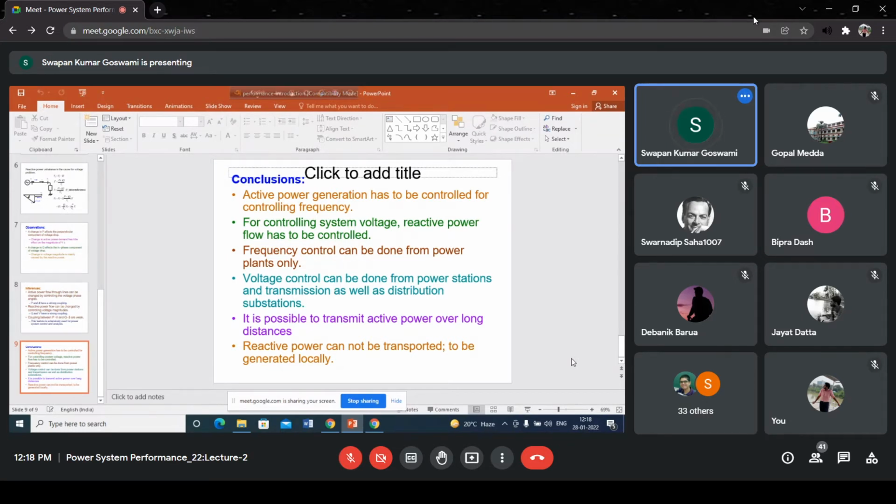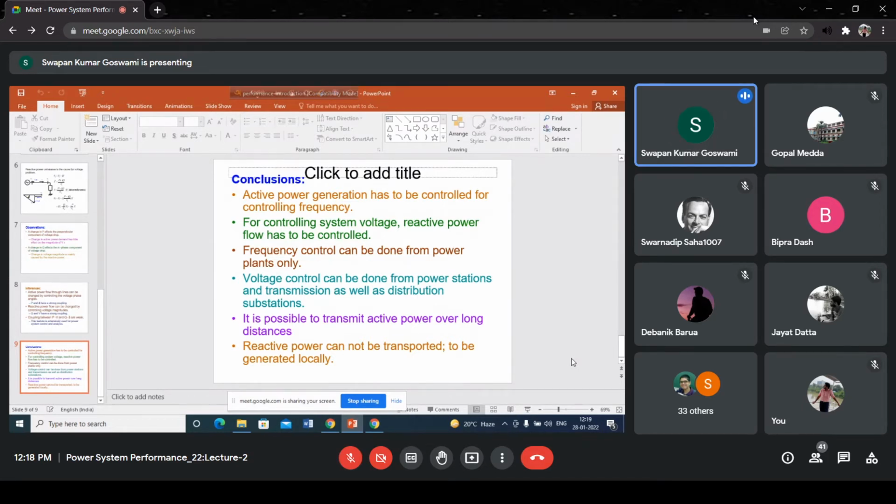Voltage control can be done from power stations and transmission as well as distribution substations. If you want to control the voltage, this is possible from power plants and also from substations. Why for power plants? Because a synchronous generator, as we shall see later today, can generate reactive power as well. Since they can supply reactive power, they can also consume reactive power. Voltage control is possible by controlling the reactive power generation or absorption by the generators in the power plants.